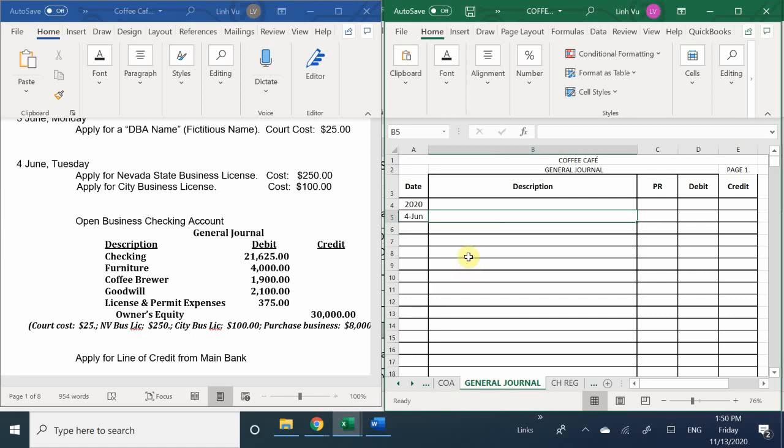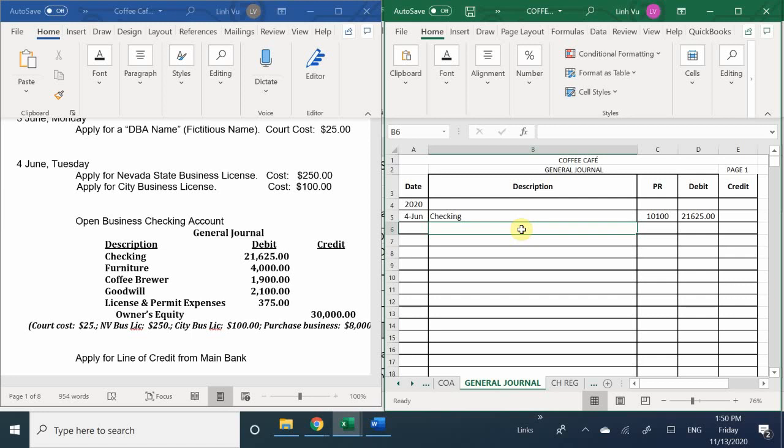All right? So let's go ahead and fill out our journal one at a time. So we know we have a checking account. Okay, and we know that this was 10,100. All right, and then you could go ahead and fill in your debits as well. So I deposited 21,625. All right.